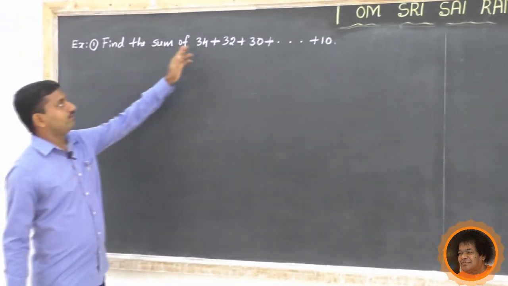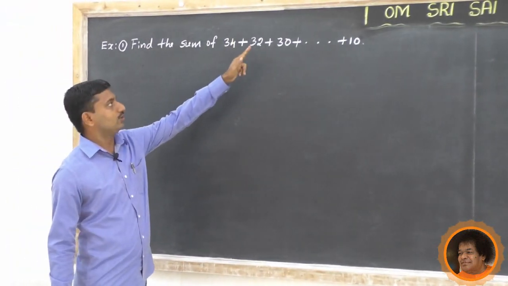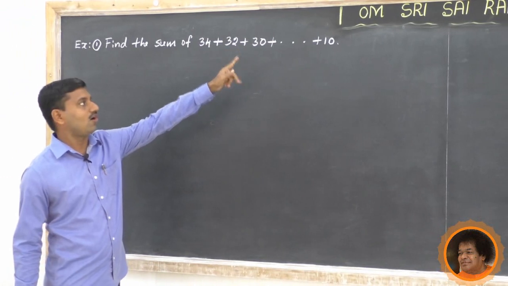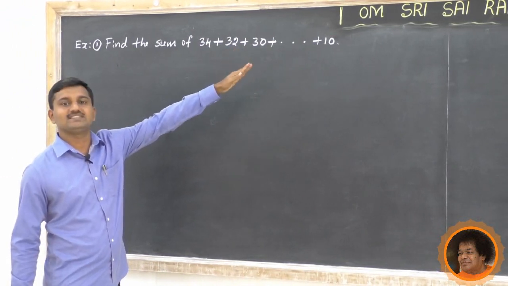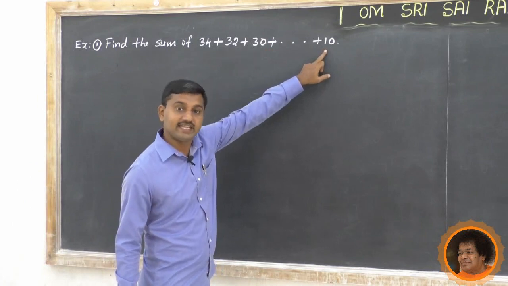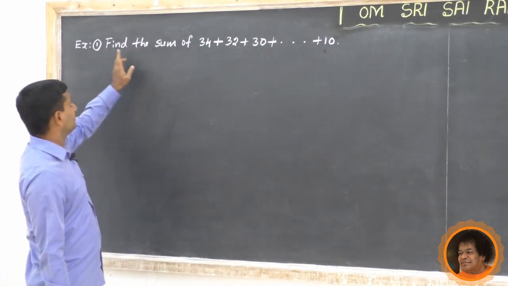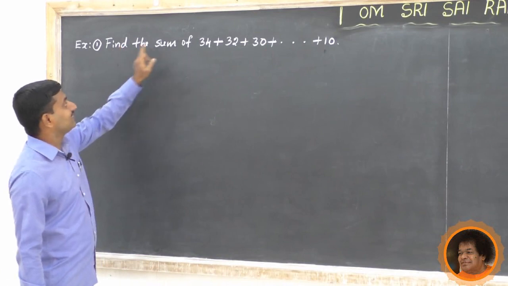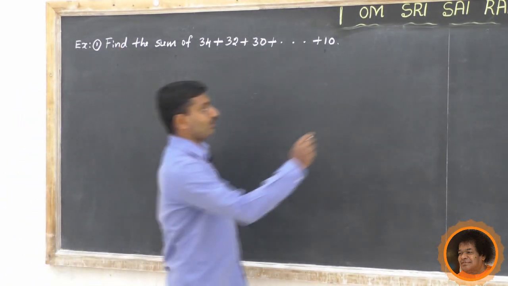Find the sum of 34 plus 32 plus 30 plus so on up to plus 10. So here the last term is given. So last term is 10. So what is the question? Go through the question once. Find the sum. So find the sum means what is the formula?